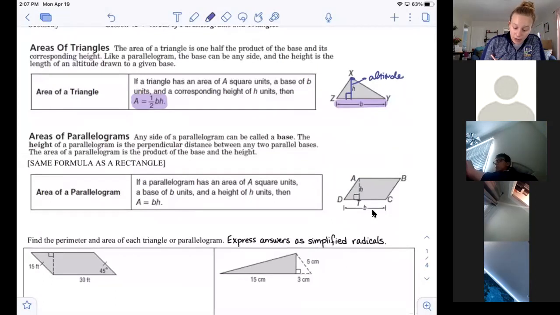Okay, area of a parallelogram is actually the same as a rectangle. So area of a parallelogram is just base times height. Again, any side can be my base. My height is just based on which side has my altitude, where's my height at from one of the vertex to the opposite side. Again, it's a perpendicular distance. All of these are perpendicular distances.